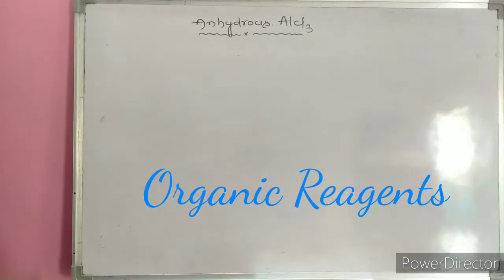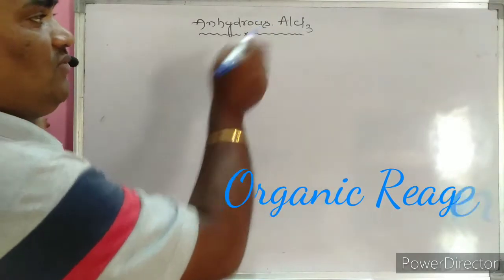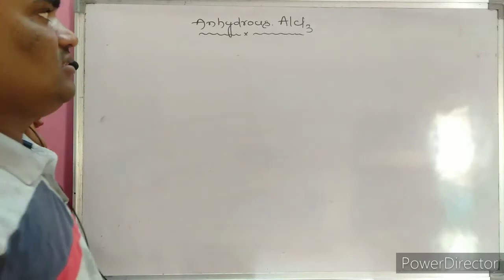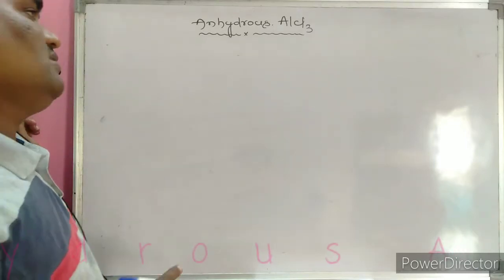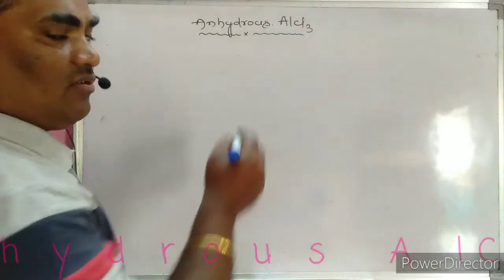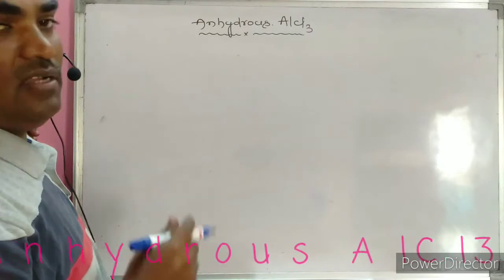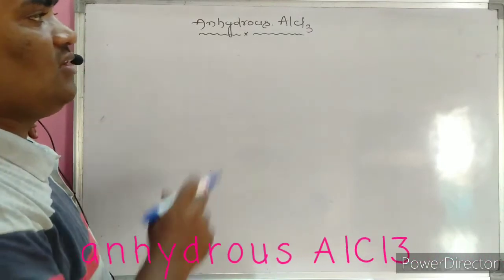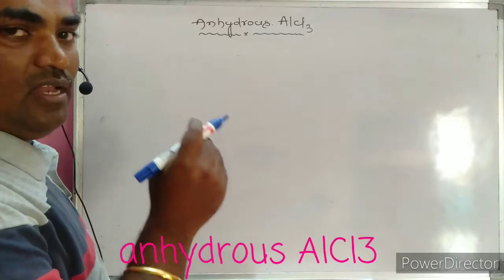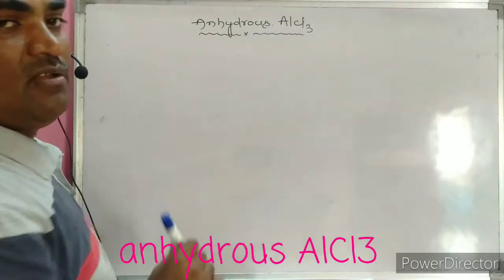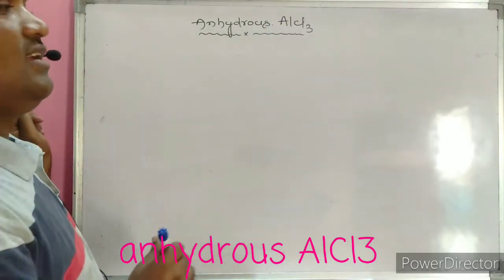Hello friends, today the discussion is about a very important chemical reagent that we call anhydrous AlCl3. Here the octet configuration is not fulfilled, hence it is an electron deficient molecule. That's why, according to the Lewis theory of acids and bases, it is called a Lewis acid.